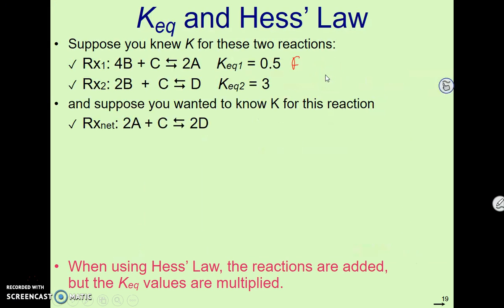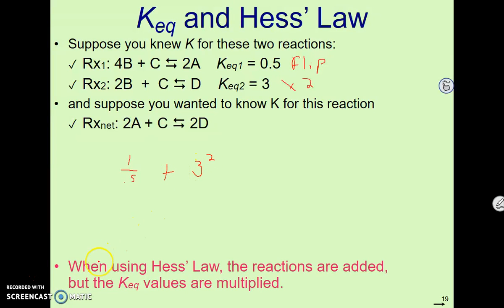Alright, so we have to flip this reaction. And then if we take a look at this reaction, we need 2 D's on this side. So we're going to multiply this reaction by 2. So we flip this reaction, and if you remember, when you flip the reaction, you take the inverse. So that's 1 divided by 0.5. Now we multiply this reaction by 2. But when you're dealing with K's, instead of multiplying the K by 2, you take the K and raise it to the power that you multiplied the reaction by.